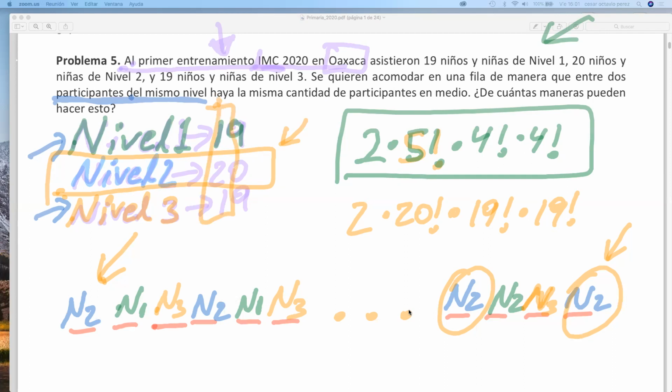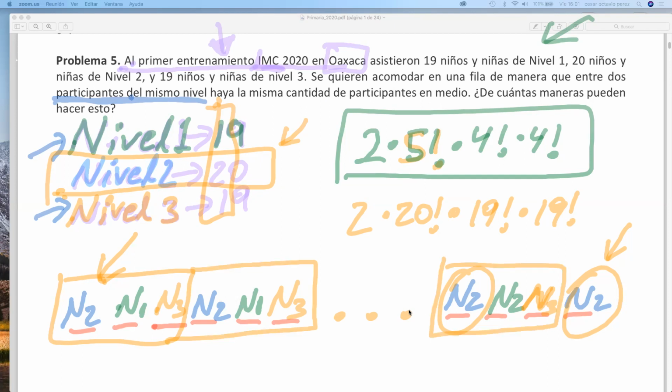We will have little, vamos a tener pequeños trozos de este tamaño, ¿no? Pequeños pedazos de este tamaño. Y este debe ir al final. So, level number 2 must be in the beginning and in the end of the line. Okay? Sí. Well, okay, good.